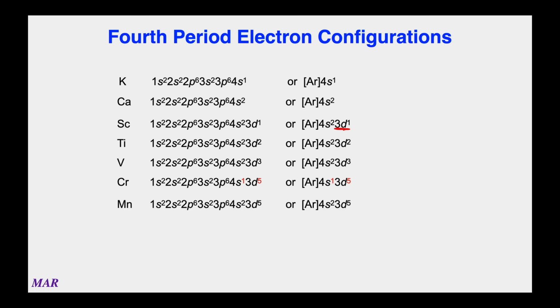Moving on, manganese, argon 4s2, 3d5. Copper, skipping some here. Copper is another exception to the rules. It's argon 4s1, 3d10 instead of argon 4s2, 3d9. And again, it's kind of an unknown mechanism. Just realize that these ones in red here, chromium and copper, are exceptions to the n plus L rule. And there are other ones too.